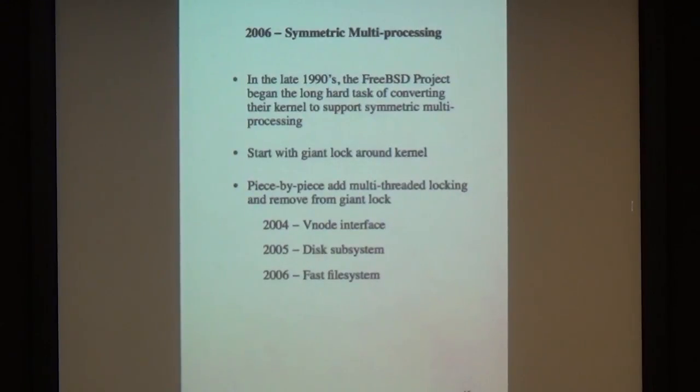So in 2004, the vNode interface got fine grain locking. In 2005, the disk subsystem got it. And then finally in 2006, it got pushed through the fast file system, and we had a path that was multi-threaded all the way through the system for the file system.